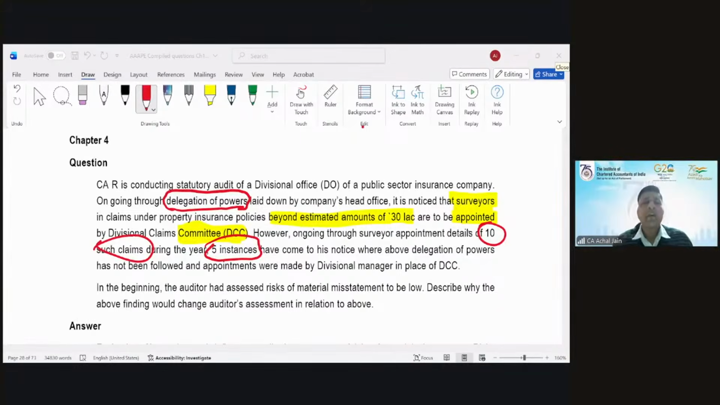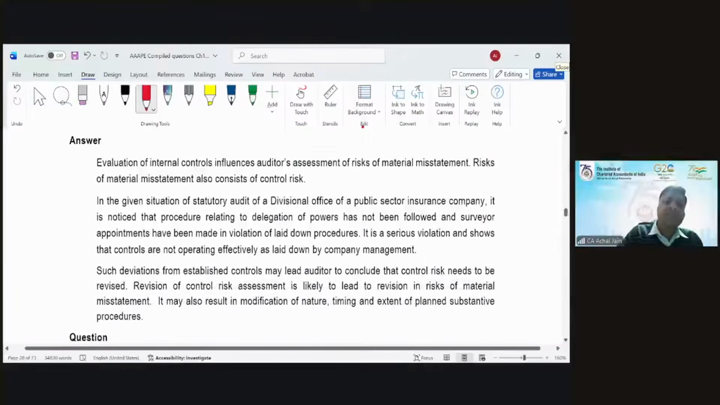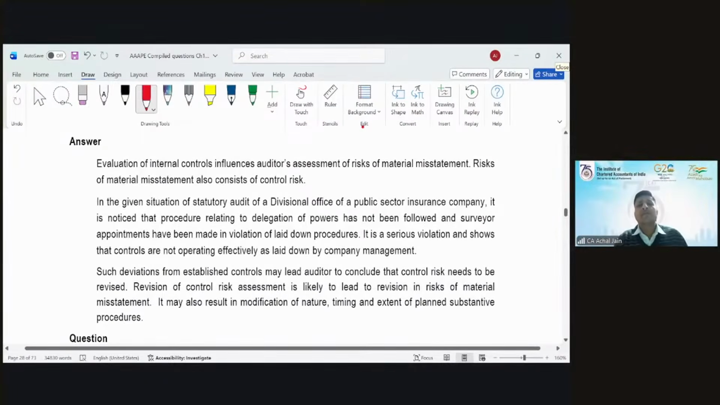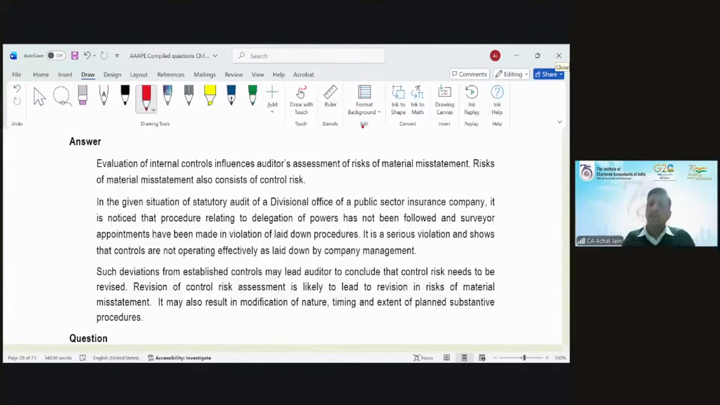Right. Sure. All right. So let's look at this. When we talk about evaluation of internal controls, that definitely influences the auditor's assessment of risk of material misstatement. Why? Because risk of material misstatement has an element called control risk. In the given situation, the procedure related to delegation of powers has not been followed. Should we say it's a concern? Yes, it's a serious violation as far as the control procedures are concerned. Controls are not operating in an effective manner.